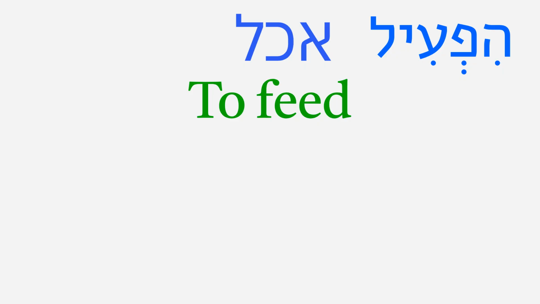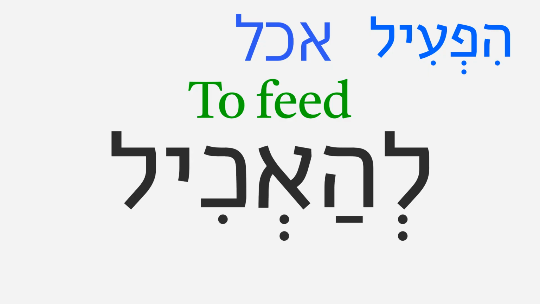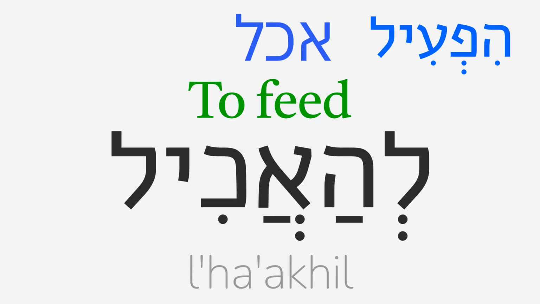If we could form it as with a regular root, we would have lamed with shva, hey with patach, first aleph with shva, second kaf with hirik and yod, and third lamed. When the first root letter is aleph, a guttural, we run into a problem in the hiphil, since gutturals in many cases cannot have shvas. We can solve this problem by changing the shva to a patach shva in the infinitive, making laha'achil, to feed.